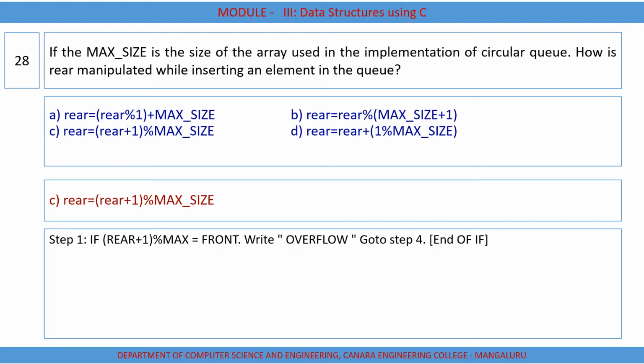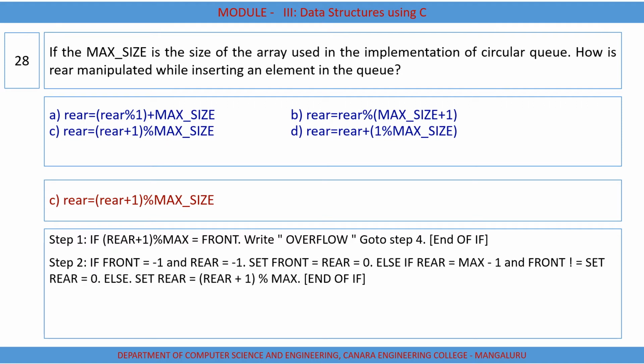Step 1: if rear plus 1 mod max size equals front, then overflow. If front equals minus 1 and rear equals minus 1, set front equals rear equals 0. Else, if rear equals max minus 1 and front is not equal to 0, set rear to 0. So these are the steps taken while inserting an element in the queue.